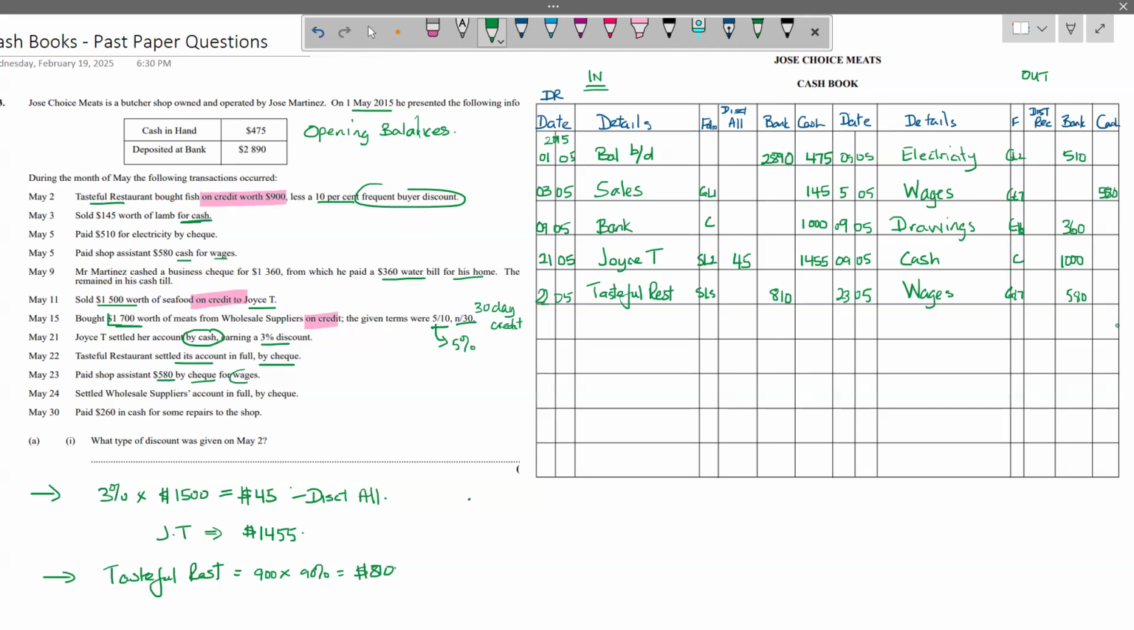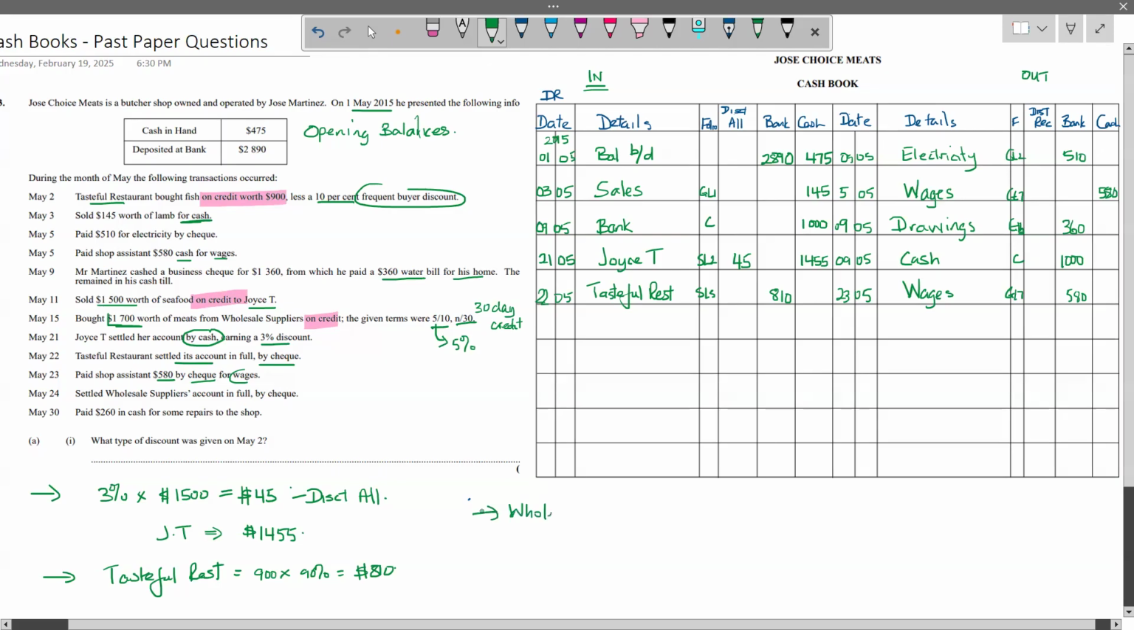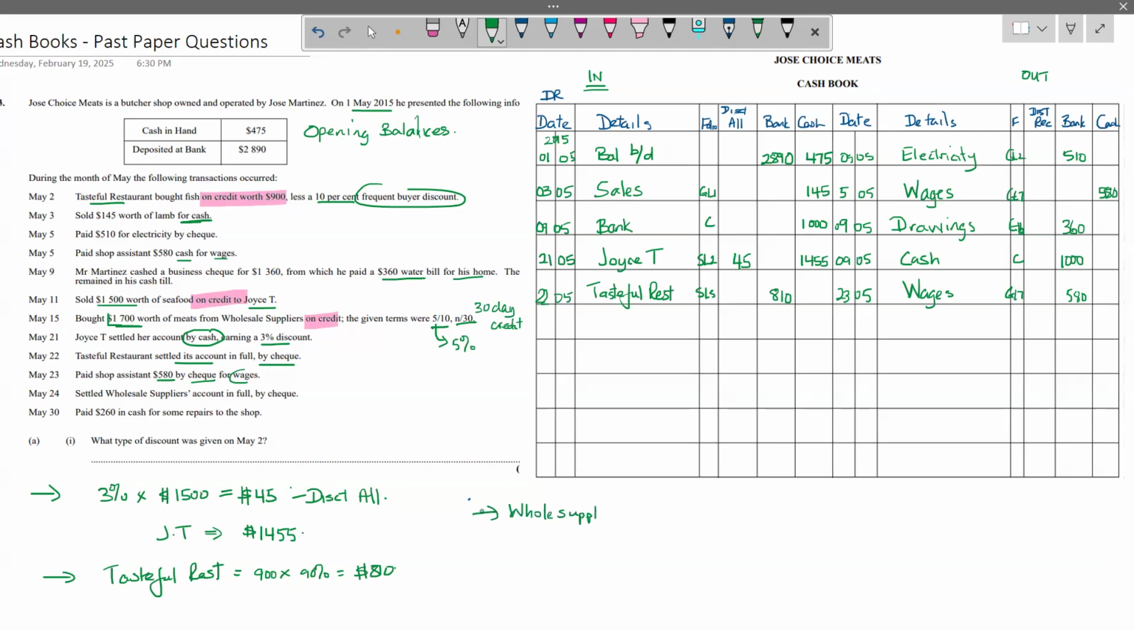So in other words, wholesale suppliers, we will get a discount received of 5% by 1,700. It's $85. And our payment to them is going to be $1,615.